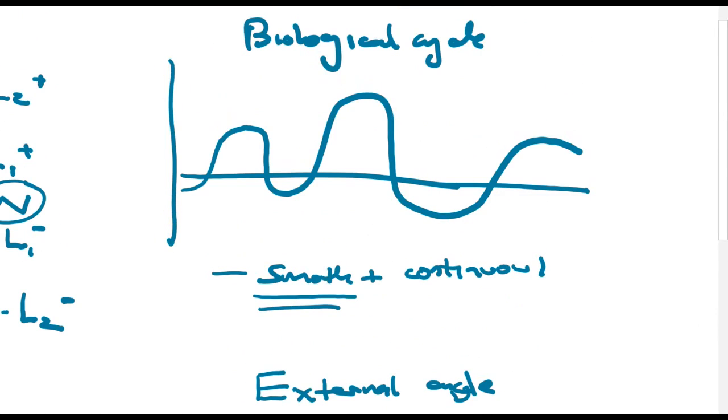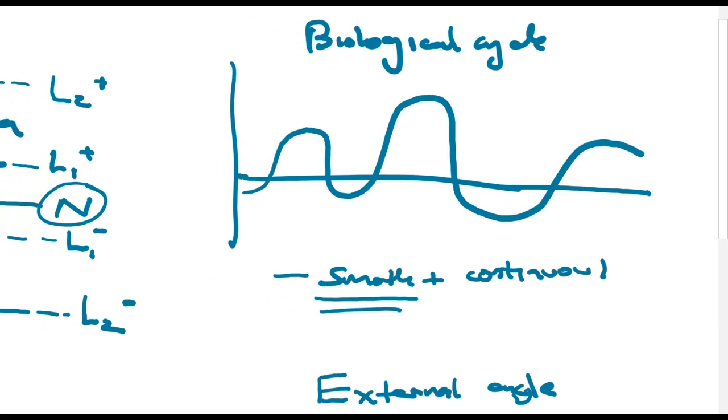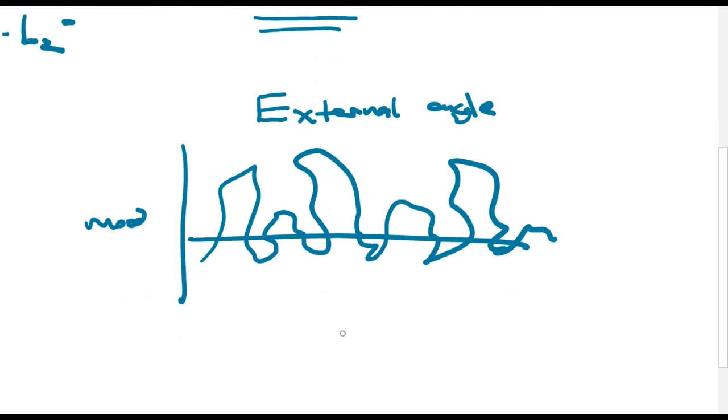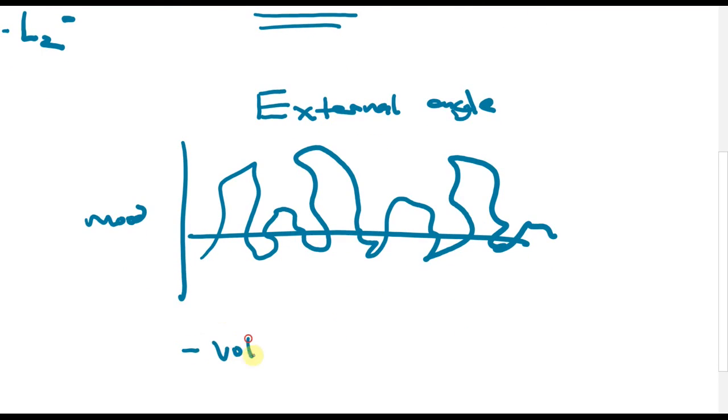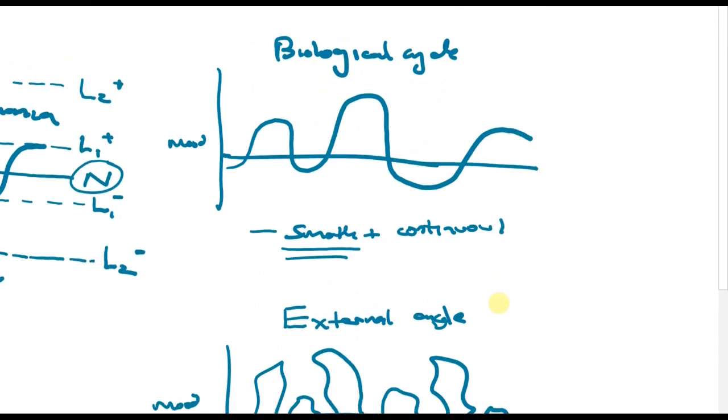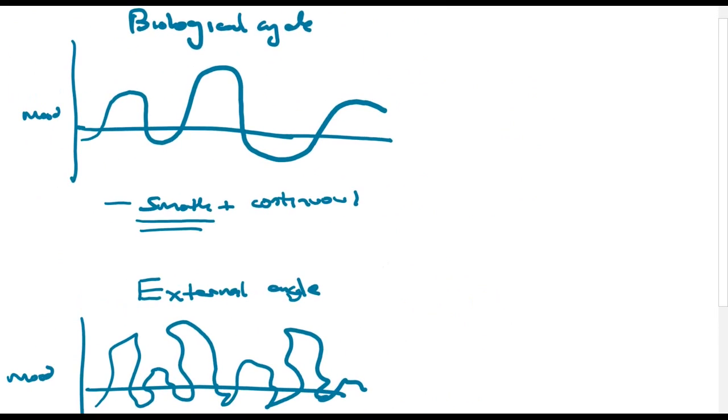And this is the range. This axis represents mood, if we could quantify mood, and it's very volatile. So this is volatile plus continuous, both clear cut and continuous, in terms of the duration of a given day. It's interesting because the biological cycle depends on several things.